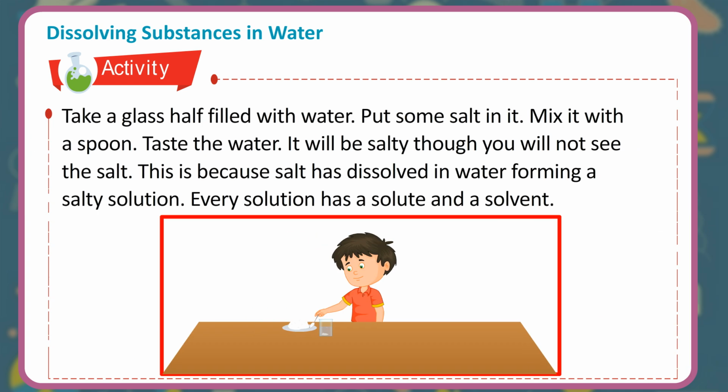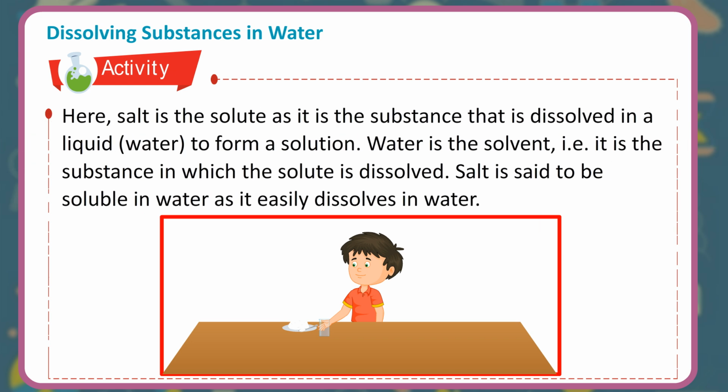Activity 4. Take a glass half filled with water. Put some salt in it. Mix it with a spoon. Taste the water. It will be salty though you will not see the salt. This is because salt has dissolved in water forming a salty solution. Every solution has a solute and a solvent. Here, salt is the solute as it is the substance that is dissolved in a liquid, water, to form a solution. Water is the solvent, i.e.